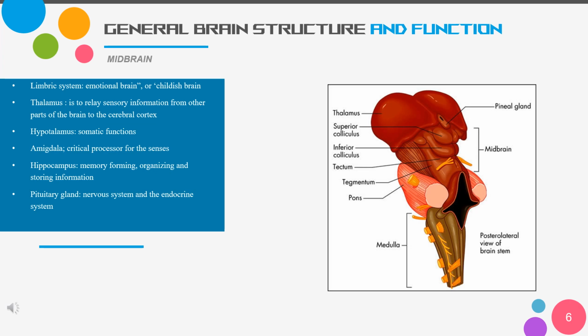Then hippocampus. The primary role of the hippocampus is memory forming, organizing, and storing information. It is particularly important in forming new memories and connecting emotions and senses, such as smell and sound, to memories. And then the last one is pituitary gland. The primary role of the pituitary gland is an important link between the nervous system and the endocrine system. It releases many hormones which affect growth, metabolism, sexual development, and the reproduction system.